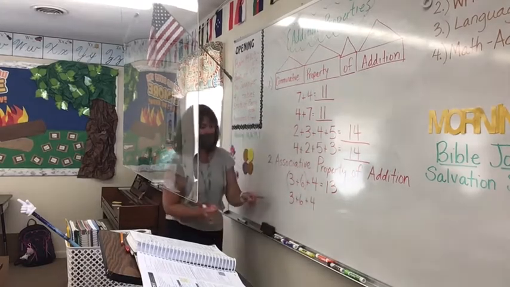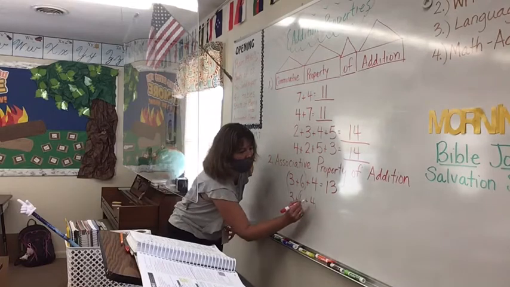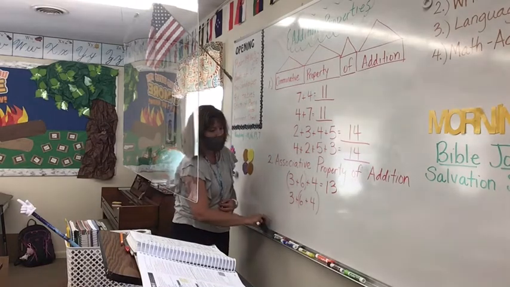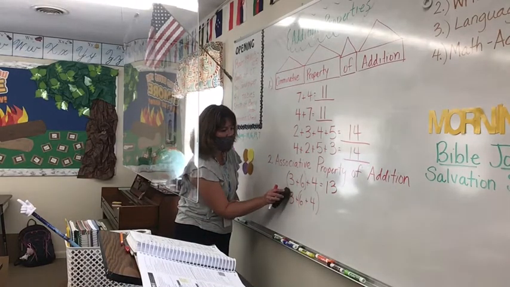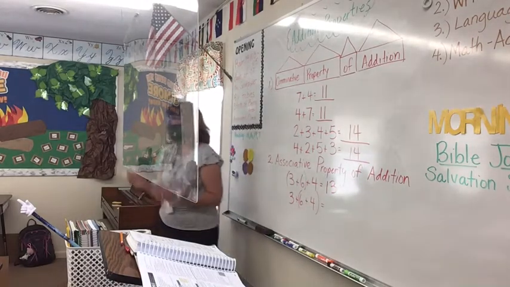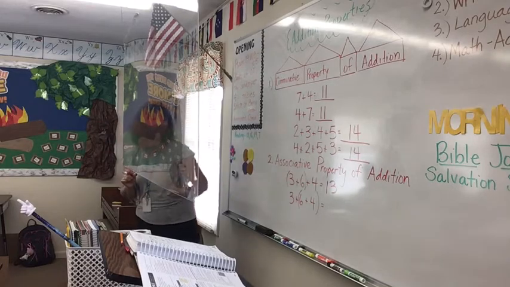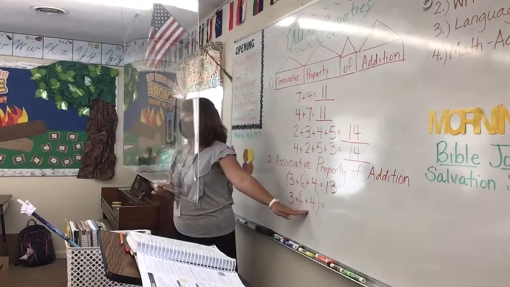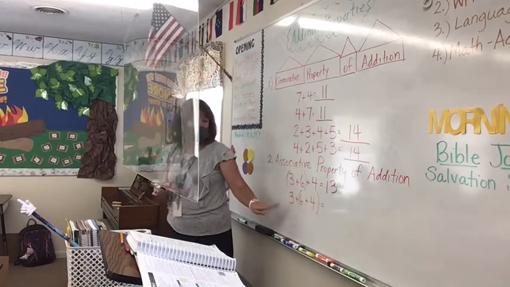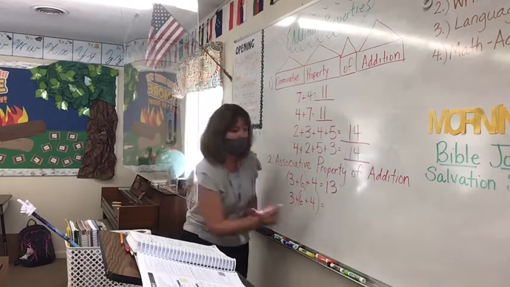Now, according to the associative property, I can take those same numbers, and now in this problem, 6 and 4 are going to be friends. Now they're in a football huddle. And what do we add first? The 6 and the 4. Right, we add what's in the parentheses first. So 6 plus 4 is 10. And what's 10 plus 3? 13. We get the same answer.